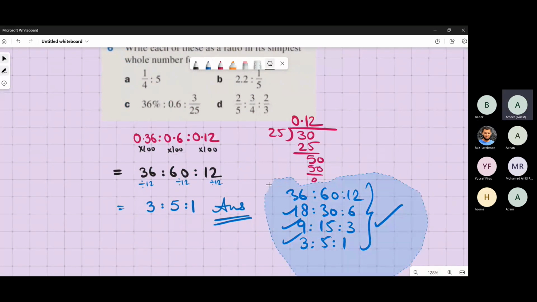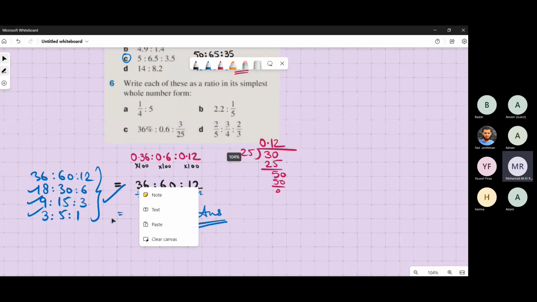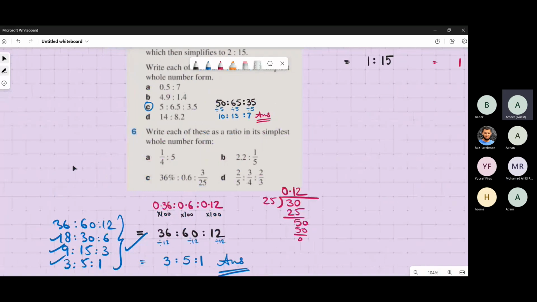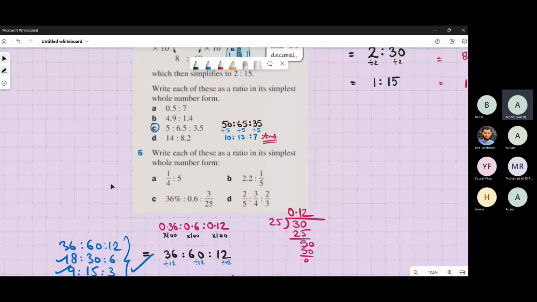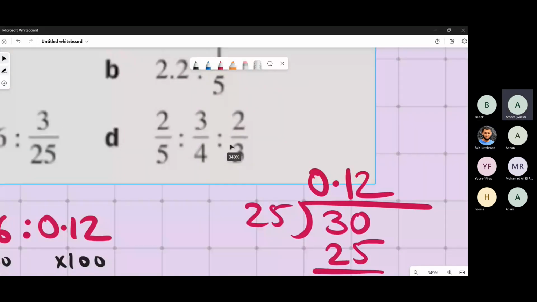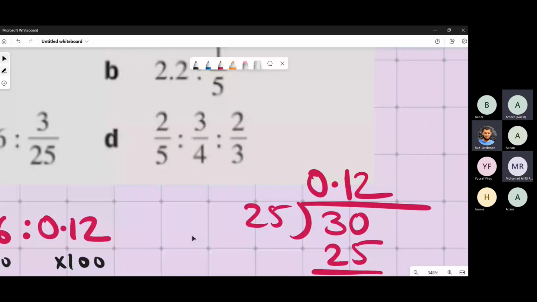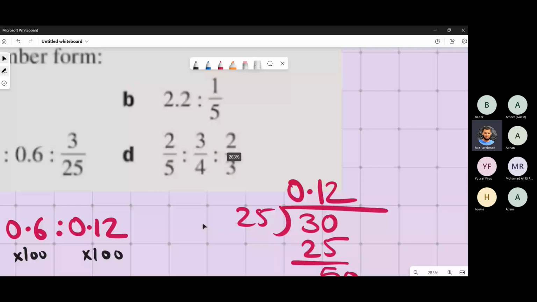Mister, can we go to the last question we answered? Yes, this one. No, not this one. Here you can do it again with long division, or there is one more way.